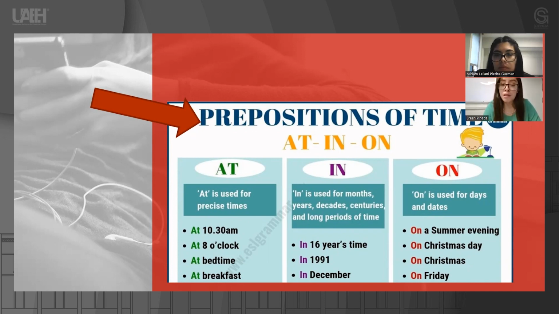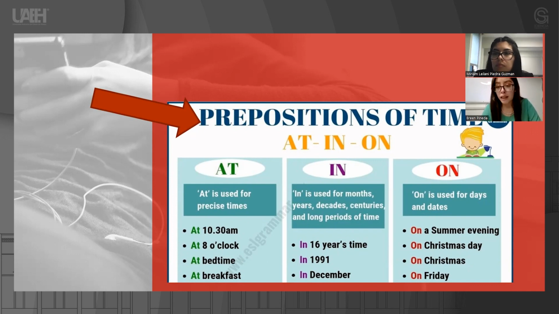Then the second preposition is in. We're gonna use in to talk about months, years, decades, centuries, and long periods of time. Here we have the example. In 16 years' time, in 1991, in December. As you can see, we are talking about years and a month.